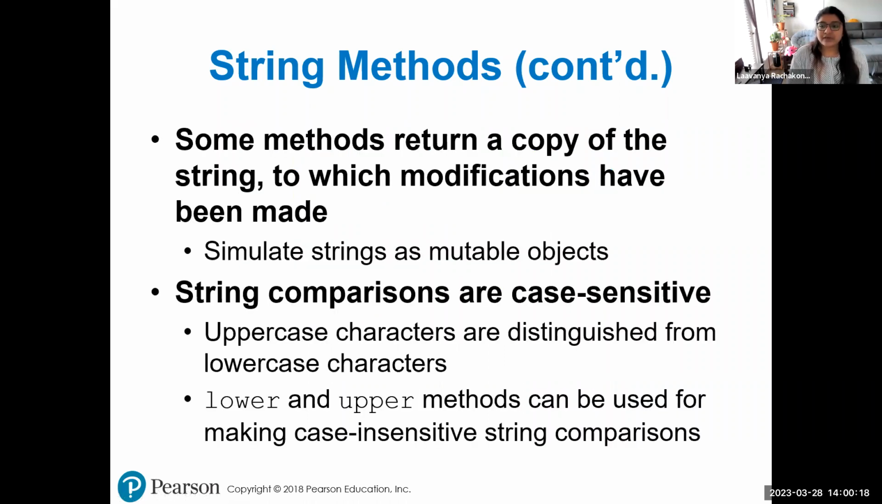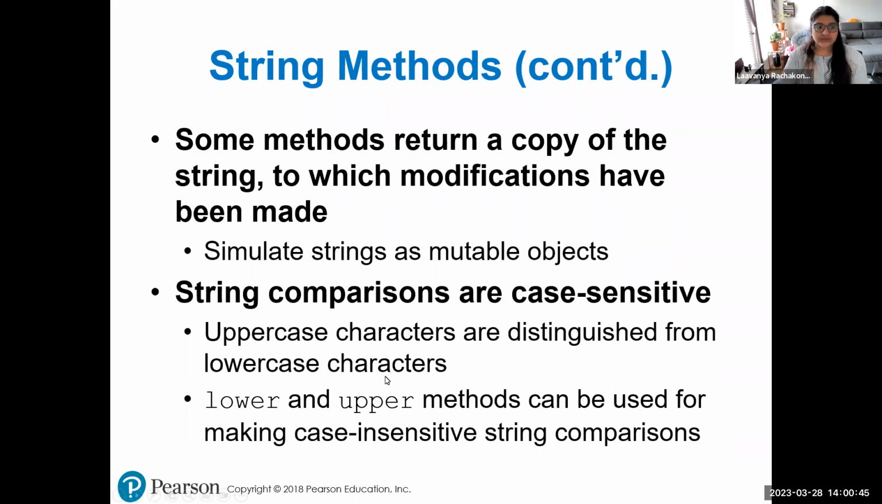Whenever you are working with string methods, some methods will return a copy of the string to which you can make modifications. This is what I was talking about when I first introduced strings. When certain methods are used, it creates a different string for you, and that new string is mutable, so you can make any changes to it.